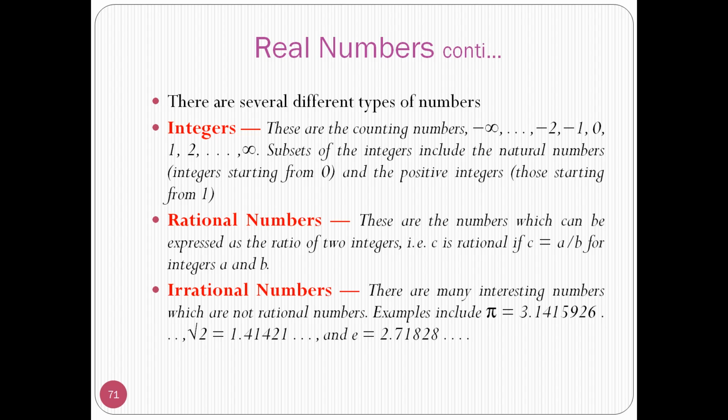Irrational numbers. There are many interesting numbers which are not rational numbers. Example, pi. The value of pi is equal to 3.1415926. Similarly, we can say that root of 2 is equal to 1.41421, and likewise the root of different digits will be of a different value. For them we will not say that they are rational numbers.